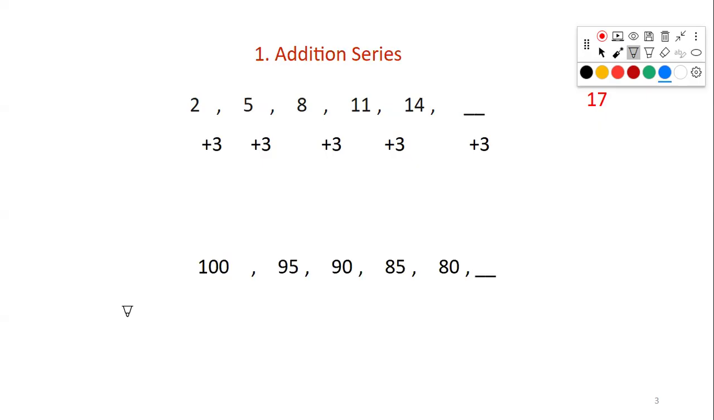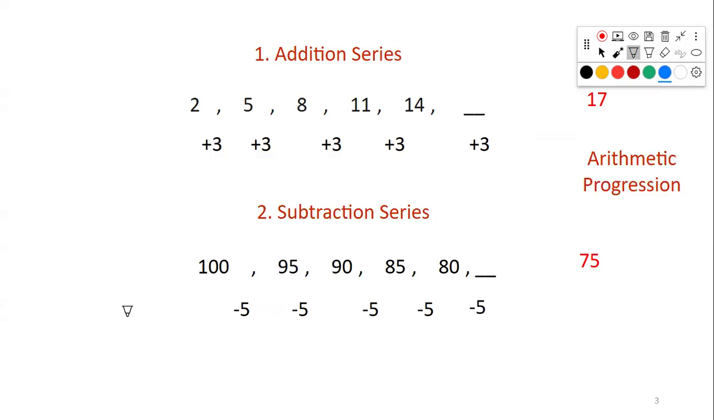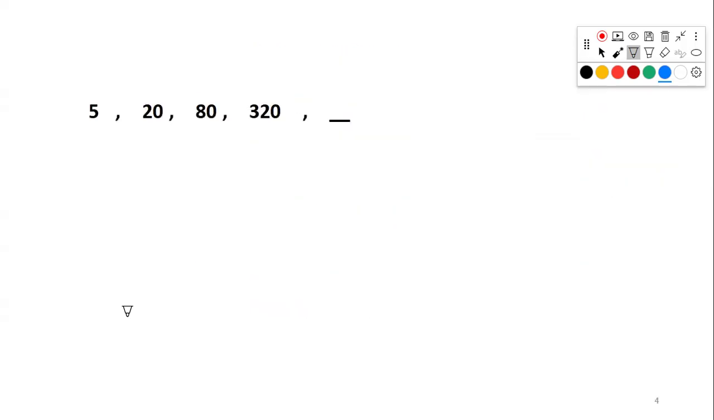So try the next one now. 100, 95, 90, 85, 80. Obviously 75. Good to see that. Praneeth, Varshini, then Aisha, Ritika Reddy, Harish. Quick enough to answer it fast. As soon as you get the answer you can put it in the chat box. So this is minus 5, minus 5, minus 5 and answer is 75. So this is basically subtraction series. So addition series can be formed, subtraction series can be formed. Arithmetic progression is addition series.